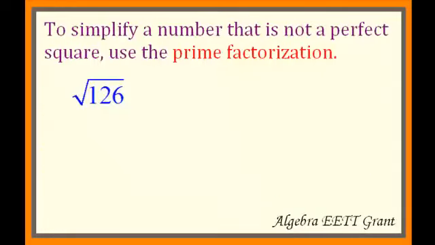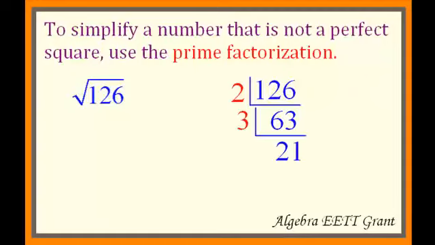So let's use prime factorization now so that we can use it in solving some problems, such as the square root of 126. We want to reduce this, to simplify this. Well, how do we do that? We take the 126 and ask, what is the smallest number besides 1 that goes into 126? Well, it's 2, and 2 goes into it 63 times. Now, what is the smallest number besides 1 that goes into 63? Well, it's 3, and it goes into it 21 times.